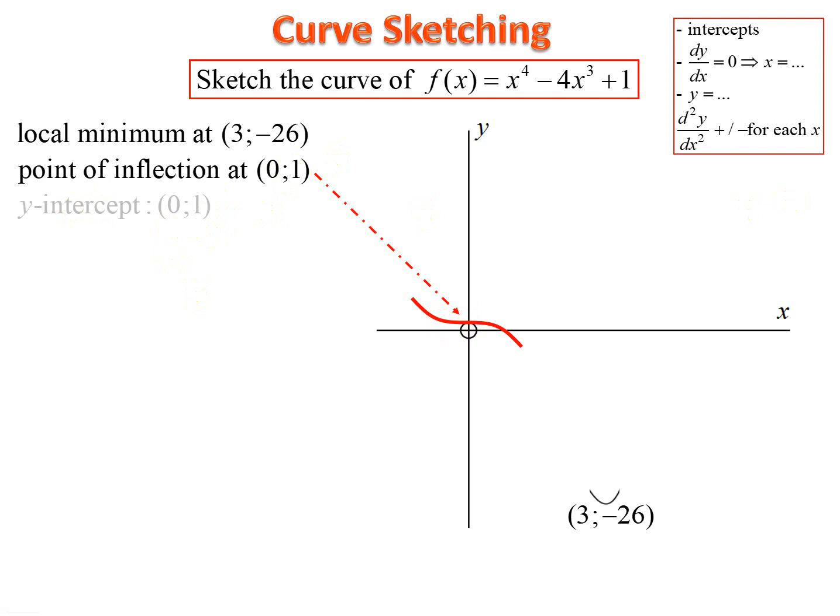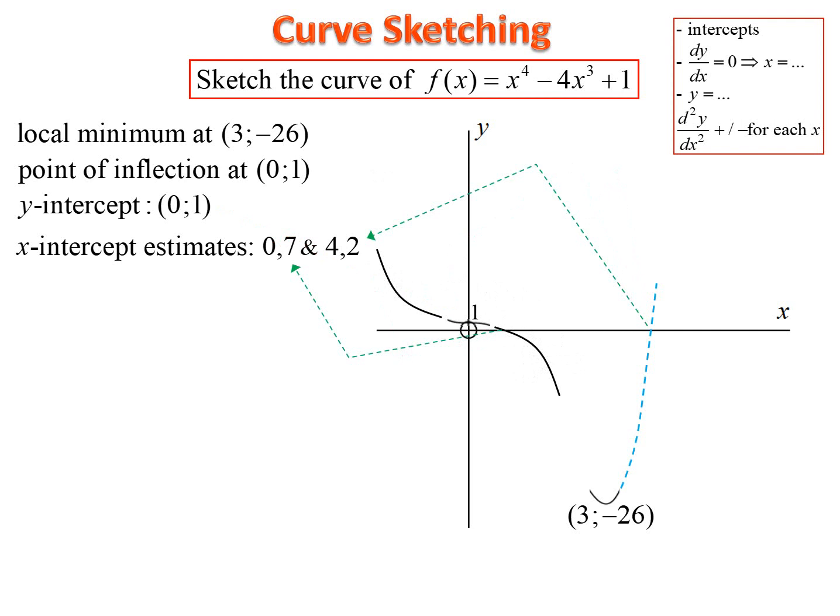Now I need to estimate to be able to get that value there. There we have the concave up. There we have the concave down. There's the 1. So my estimates, approximately 0,7 and 4,2.